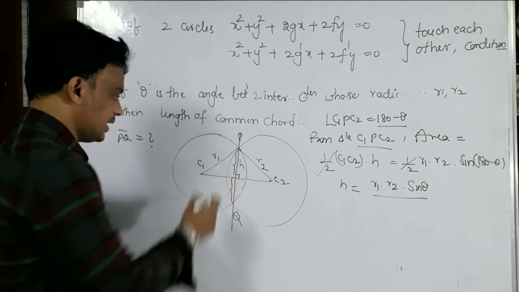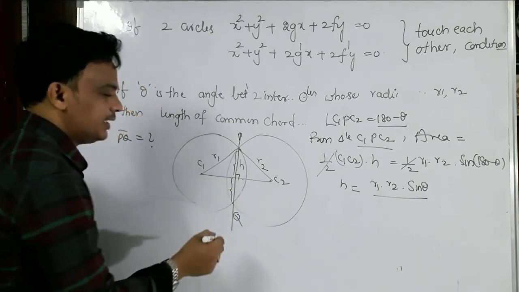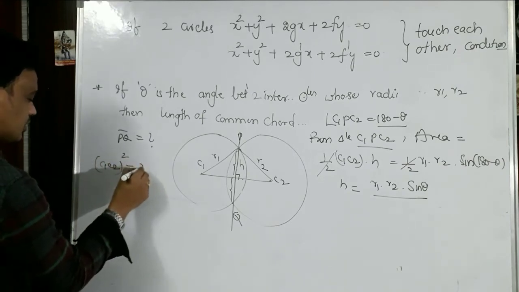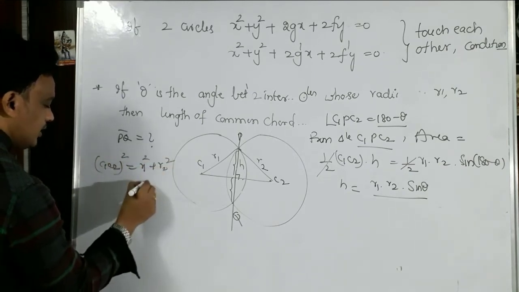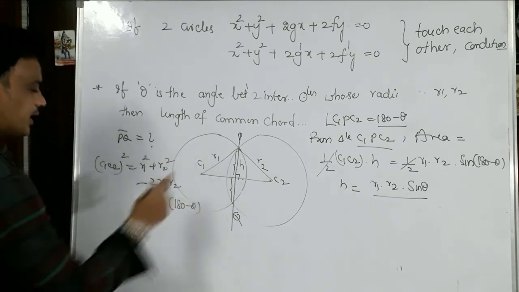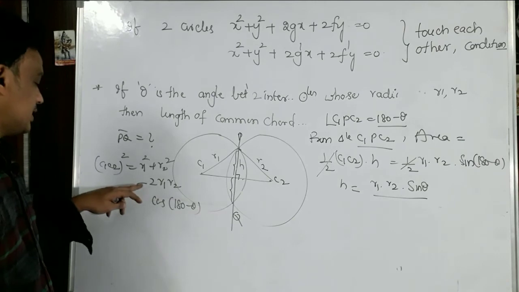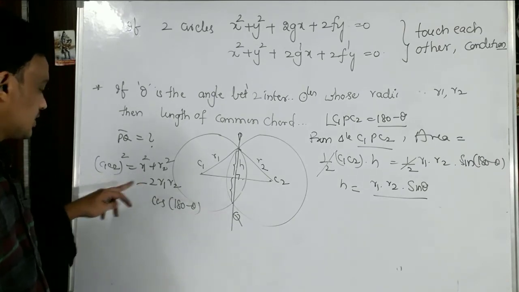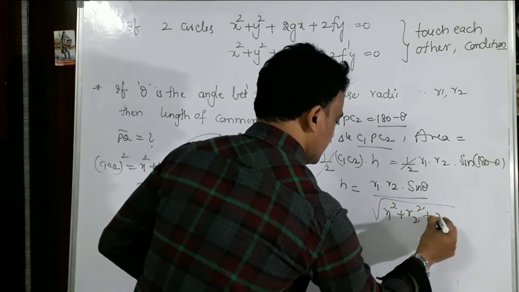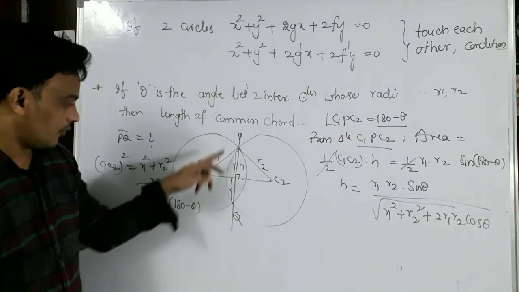In this case, please apply the cosine rule. Let us take C1C2 as D. C1C2 whole square equals R1 square plus R2 square minus 2 R1 R2 cos of the angle between R1 and R2, which is 180 minus theta. Cos of 180 minus theta is minus cos theta, so minus times minus gives plus. So, the C1C2 value is root of R1 square plus R2 square plus 2 R1 R2 cos theta. This is used in the value of H.